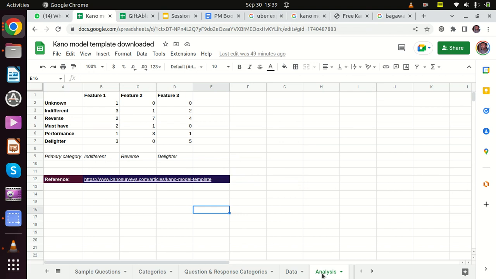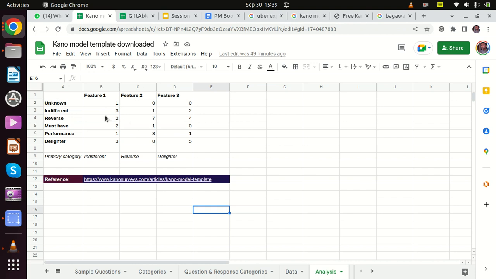So as you can see here, for feature 3, 5 customers have said feature 3 is a delighter. 3 customers have said feature 1 is a delighter. Likewise, reverse features: 7 customers have said that feature 2 is the reverse feature for them. So you need to be very careful. Please don't end up implementing feature 2 and miss out providing feature 3 or feature 1. You understand? That is how you make these inferences.